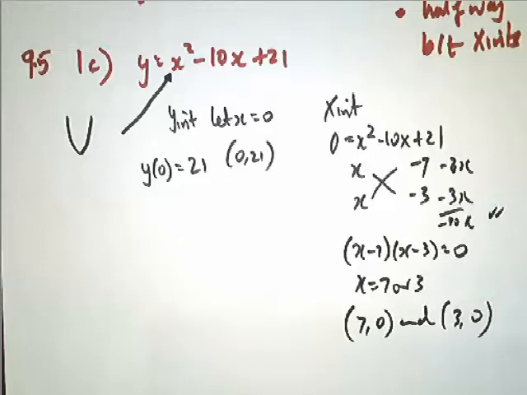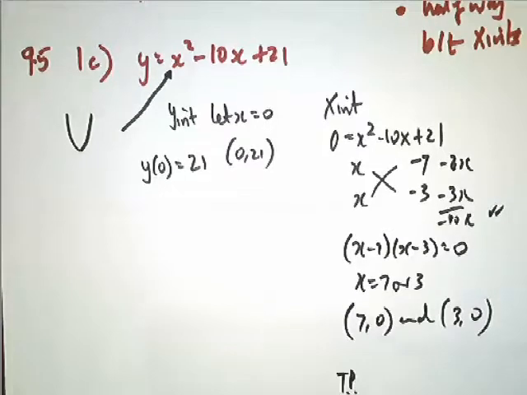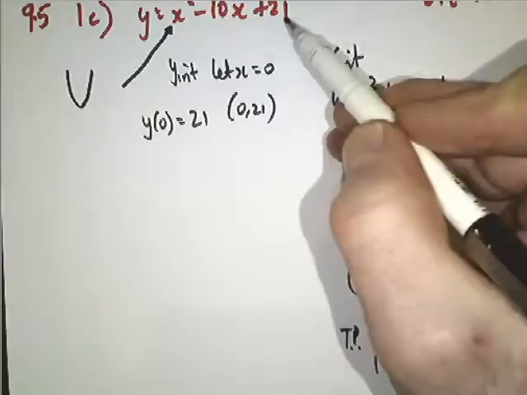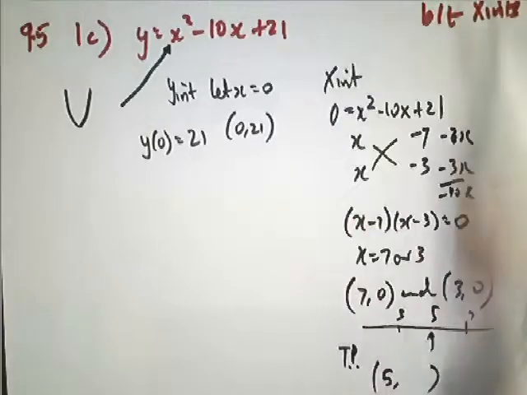How do I find the turning point? Well, I've got a number of ways of finding it. If I have x-intercepts at 7 and at 3, the turning point is going to be dead middle, 5. So the turning point will be 5 and some y value. I could sub that x value into here and find out what y equaled.